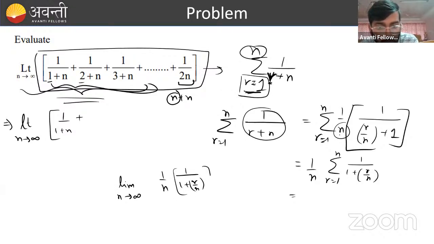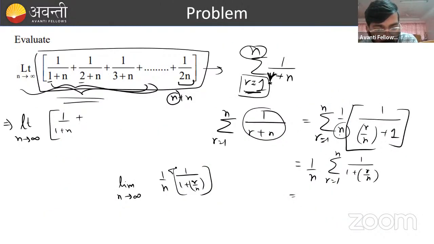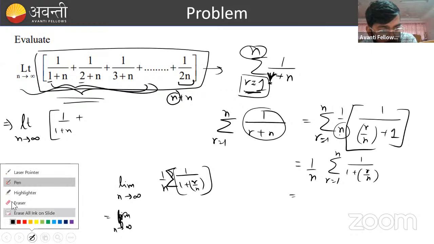Now after getting this, we replace r by n by x, 1 by n by dx, and limit summation by the sign of integration. So this can also be written as limit n tending to infinity 1 by n. 1 by n was supposed to be replaced by dx, and summation is supposed to be replaced by integration.